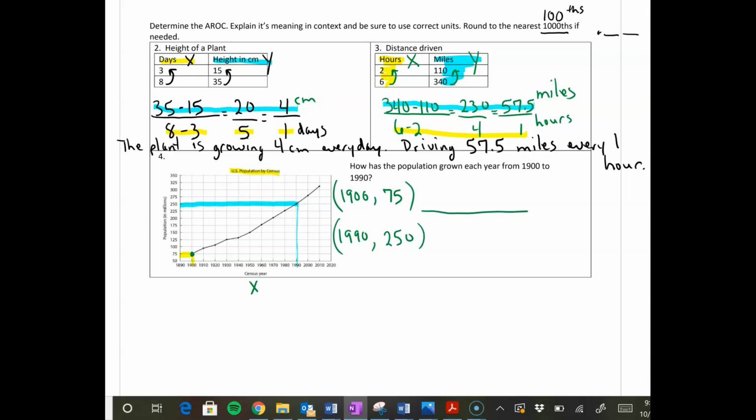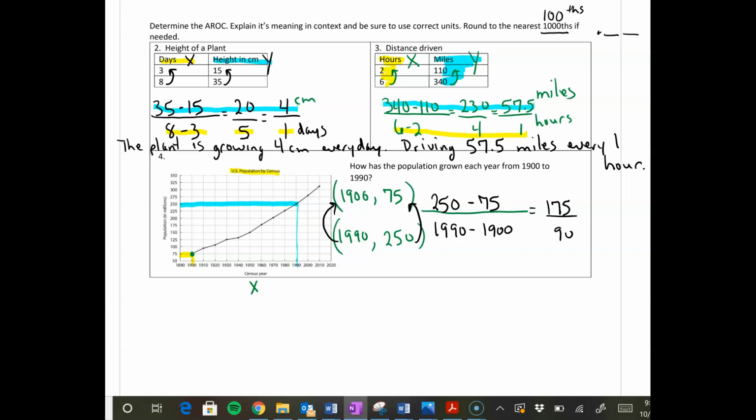So again, I just have to decide how I want to subtract. So I'm going to do 250. And remember, this is in millions. Take away 75. And then in the denominator, I'll subtract my time. So 1990 minus 1900. And again, if you need a calculator, you're more than welcome to grab one. So you'll do 250, take away 75, 1990, take away 1900. And when you're done, you get 175 over 90.